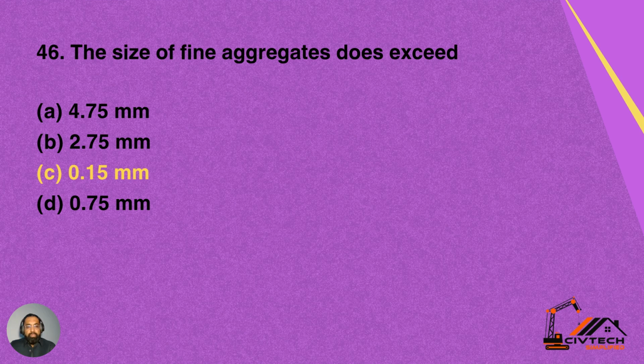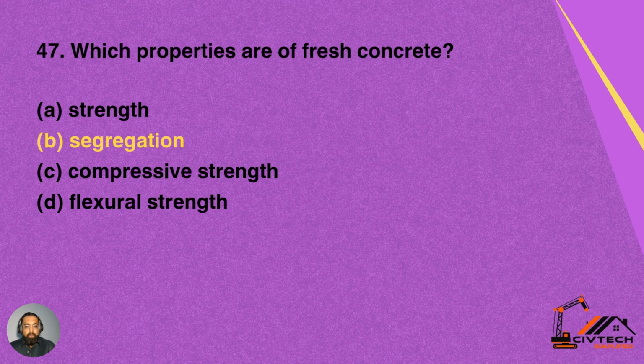Question number 46. The size of fine aggregate does not exceed: option A 4.75, option B 2.75, option C 0.15 mm, option D 0.75 mm. The size of fine aggregate does not exceed, option C, 0.15 mm.